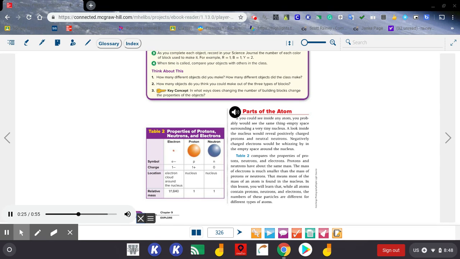Table 2 compares the properties of protons, neutrons, and electrons. Protons and neutrons have about the same mass. The mass of electrons is much smaller than the mass of protons or neutrons. That means most of the mass of an atom is found in the nucleus. In this lesson, you will learn that, while all atoms contain protons, neutrons, and electrons, the numbers of these particles are different for different types of atoms.